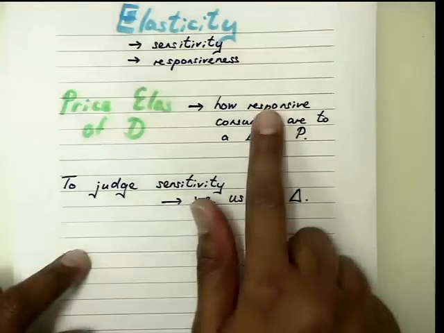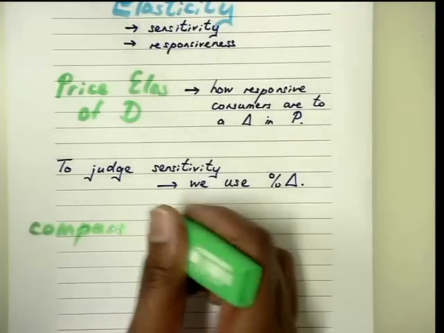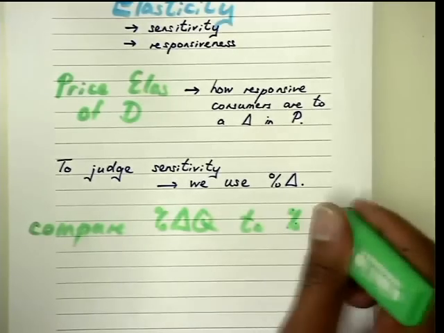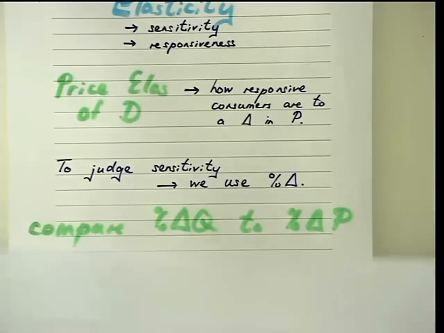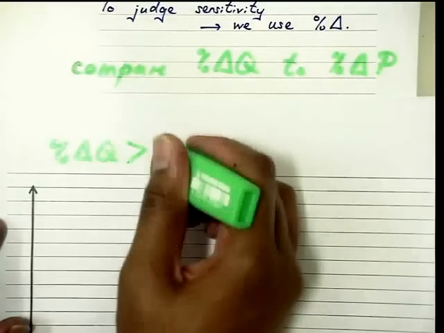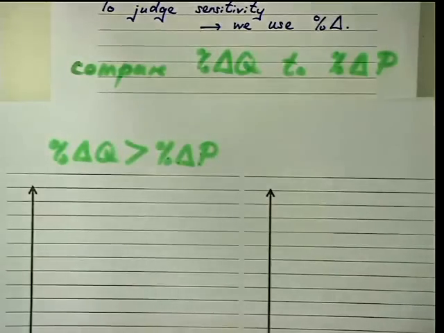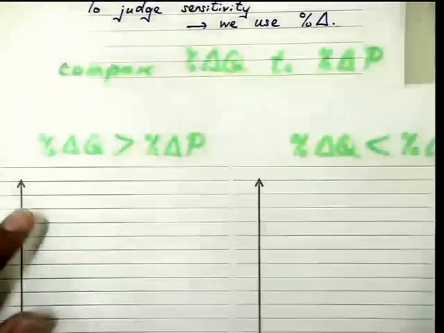So to judge whether something is responsive, sensitive, elastic, we basically compare the percentage change in quantity to the percentage change in price. In trying to decide whether something is sensitive or not, we compare the percentage change in quantity to the percentage change in price. So, forget about these axes. I've actually written it on paper. So this is just random paper with axes. So there's two possibilities. The percentage change in quantity could be bigger than the percentage change in price. The percentage change in quantity could be smaller than the percentage change in price.